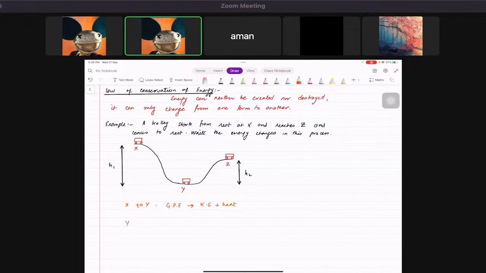And from Y to Z, kinetic energy was maximum, so it has gone to gravitational potential energy with gaining height plus some heat, because it does not go to the same height. Some of the energy has gone to heat as well. Is it clear, Aman, Aisha, Javeria?